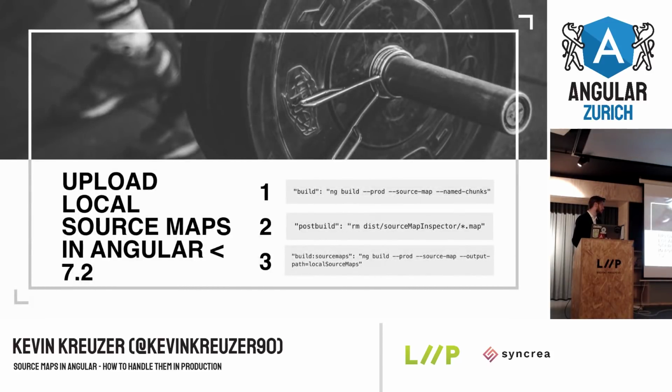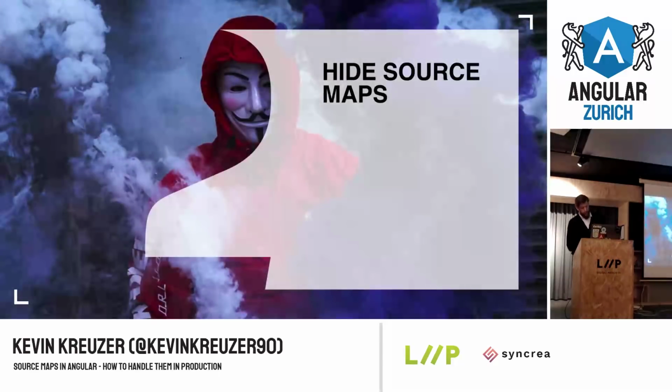Before Angular 7, you could also do something similar: you build your application with the source maps, in a post-build script you just remove them, and then at a later point, you build them and upload them. And this was a cool approach for us. It worked, but it still took some effort, like we needed to find the matching commit, regenerate them locally, and so on. And we thought it would be cool if we just have source maps, but just hide them.